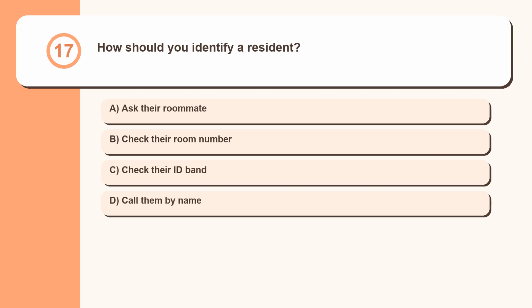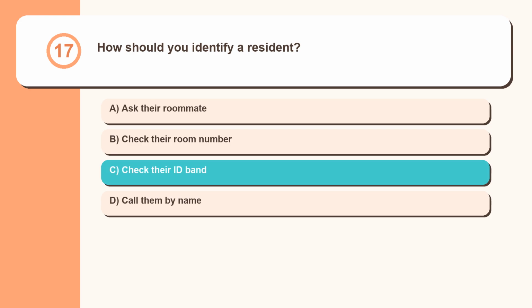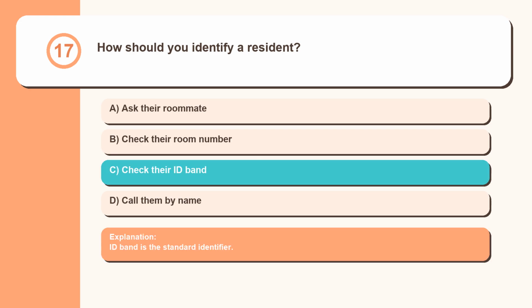Question 17. How should you identify a resident? Ask their roommate. Check their room number. Check their ID band. Call them by name. ID band is the standard identifier.